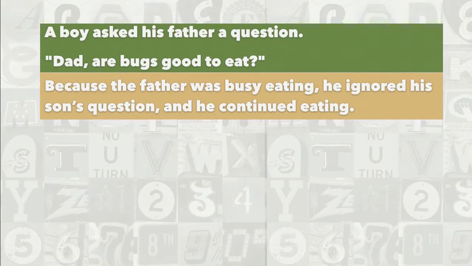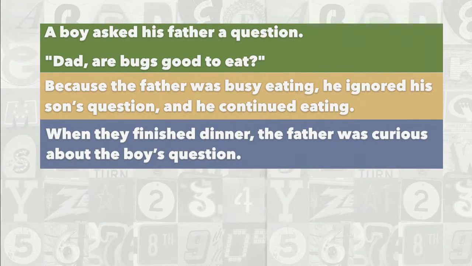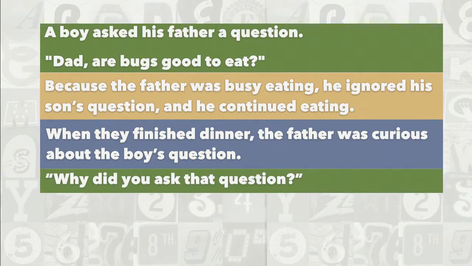This one is a compound complex sentence. When they finished dinner, the father was curious about the boy's question. This one is a complex sentence. Why did you ask that question? This is a simple question or simple sentence.